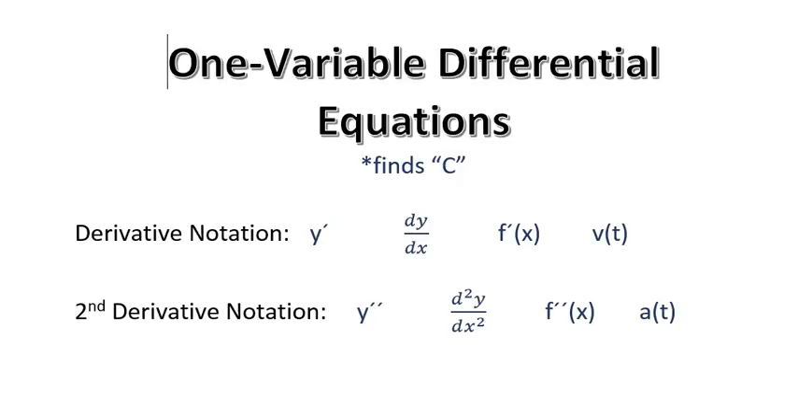So if we look, let's just be reminded of some derivative notation. Derivatives can be y prime, dy over dx, f prime of x, can be the velocity equation. Second derivative can be y double prime, d squared y over dx squared, f double prime of x, or the acceleration equation. And there are more, but these are our typical ones that we're going to work with, so I just wanted to remind you of those notations before we moved on.